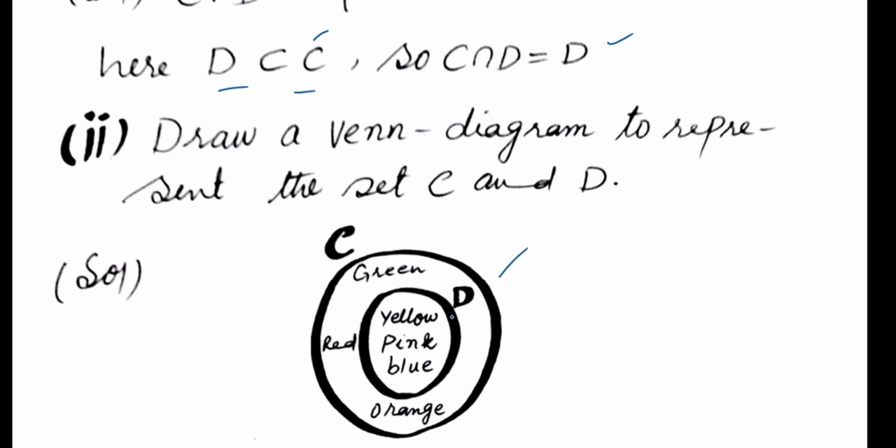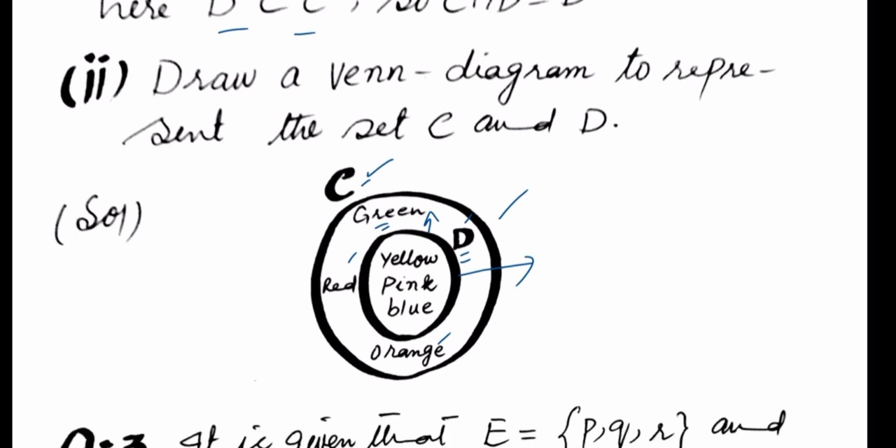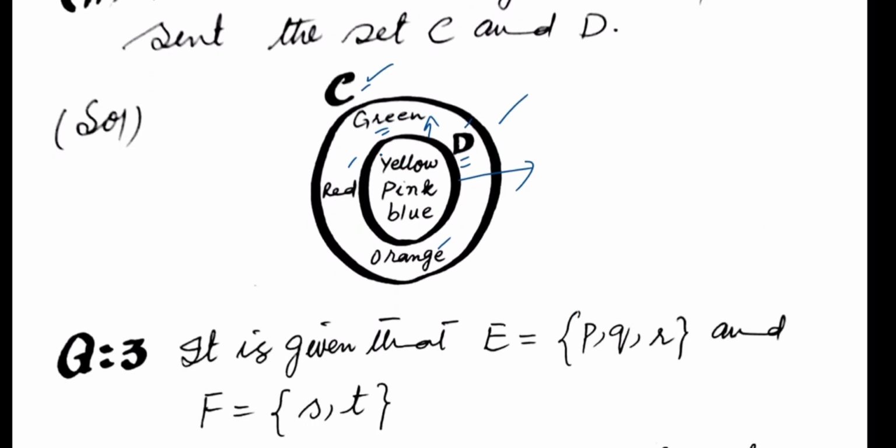The smaller set will be inside the larger circle. The inside circle represents the set D that consists of the elements yellow, pink, blue, and the outer circle represents the larger set C. In the area outside D, we will write all those elements that are not part of D but part of C. So green, red, orange represent the elements of set C but do not belong to set D. But always remember that all of these six elements, green, red, orange, yellow, pink, blue, are part of set C. Set C does not consist of just these three elements, green, red, orange. Set C also has yellow, pink, and blue.